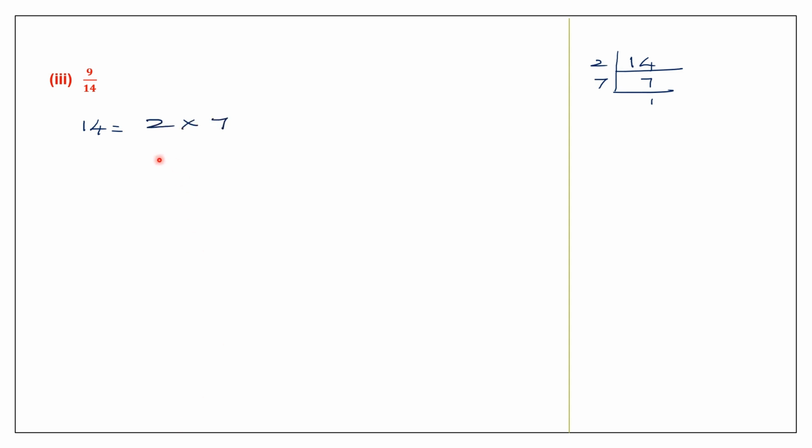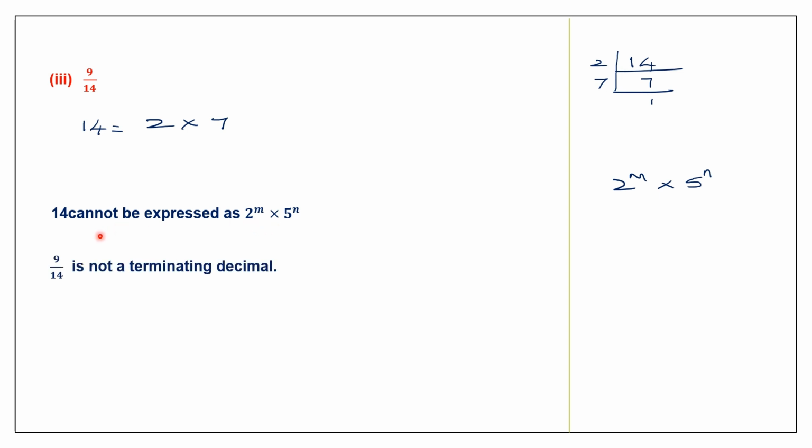Now can this be expressed in the form of 2 to the power of m into 5 to the power of n? We can't do that because 2 to the power of m, we have 2 to the power of 1, we can say. But this number is 7, it's not 5, and we can't put 5 here because 7 is there. If there's any other digit, then you must remember you cannot express it in this form, 2 to the power of m into 5 to the power of n. So let's write that. So 14 cannot be expressed as 2 to the power of m into 5 to the power of n. That means this rational number 9 by 14 is not a terminating decimal.